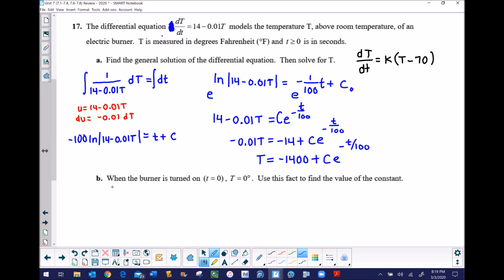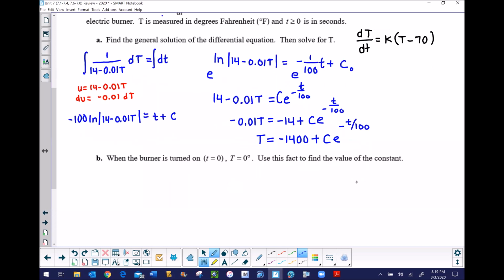Okay. When the burner is turned on at time 0, the temperature is 0. We can use that fact to find the value of the constant. So we're going to say the temperature, capital T, is 0 when the time, little t, is 0. So that gives me 0 equal to negative 1400 plus Ce to the 0 over 100, which is just e to the 0, which is 1. And so you find that C is 1400 here.